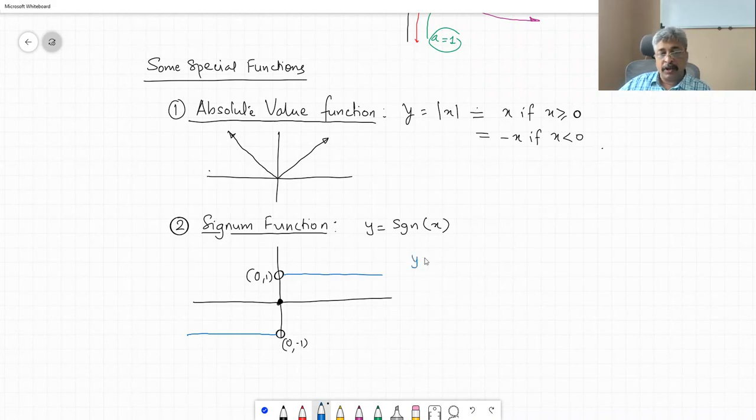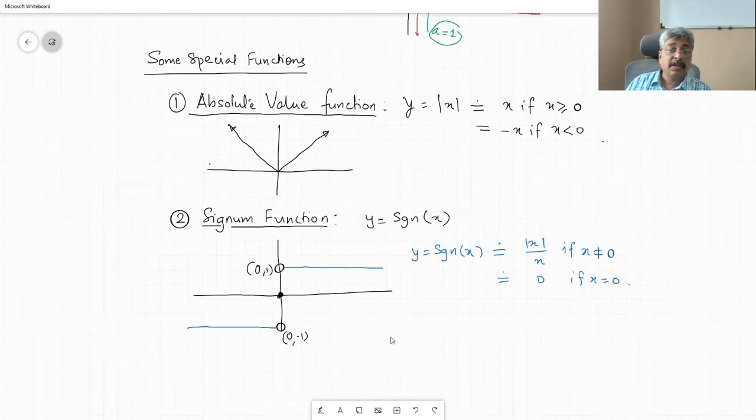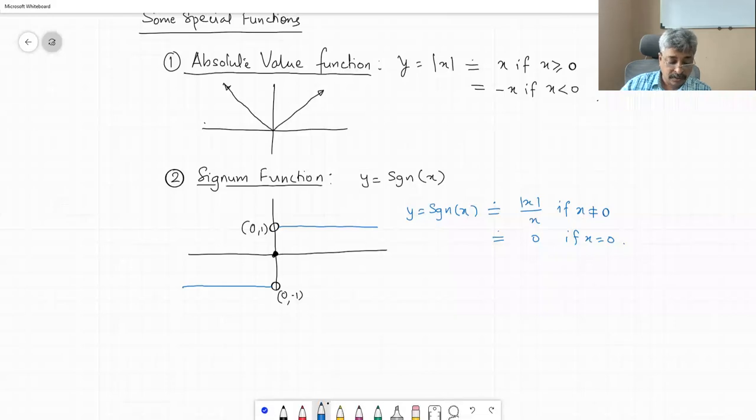So, y is equal to sgn of x is defined as mod x upon x if x is not equal to 0, and equal to 0 if x is equal to 0. Signum function. So you'll have to just see the value of x. If it is positive, the answer is 1. If it is negative, the answer is minus 1. If it is 0, the answer is 0. So it is a nice function. Question. Draw and show.